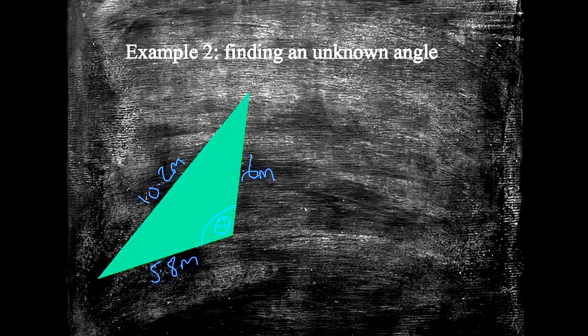Again, there's no way we can use the sine rule. I've not got enough information. I've got 3 sides and a missing angle, so I can use my cosine rule. So we're going to say that cos A equals b squared plus c squared minus a squared over 2bc. Cos theta, because that's the missing value we're trying to find.